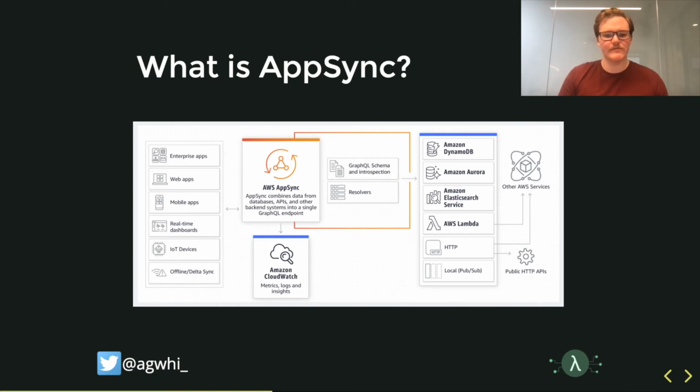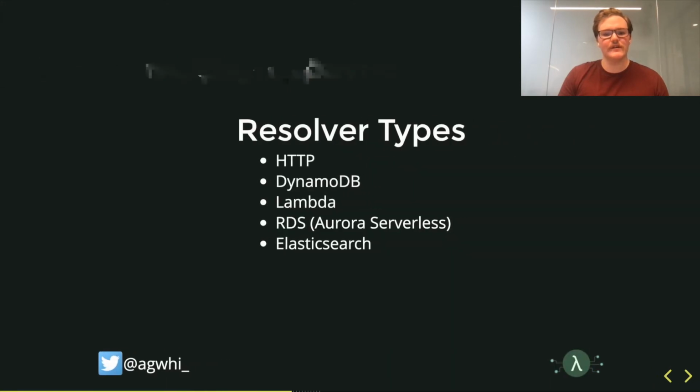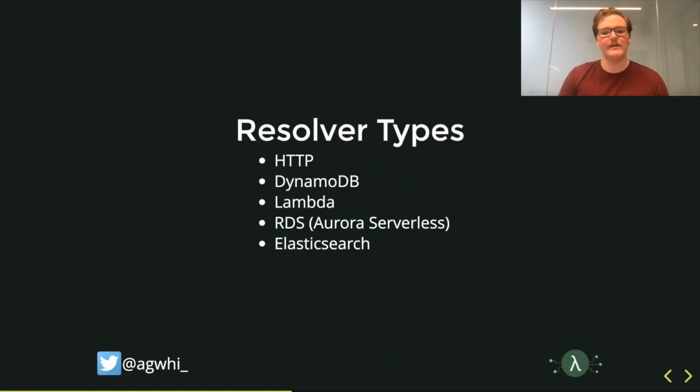Appsync supports 5 different resolver types or data sources. In this case, HTTP, DynamoDB, Lambda, Aurora Serverless, and Elasticsearch. We found that we've only needed to use DynamoDB and Lambda for our system, and from talking to other people, that sounds like a common outcome.